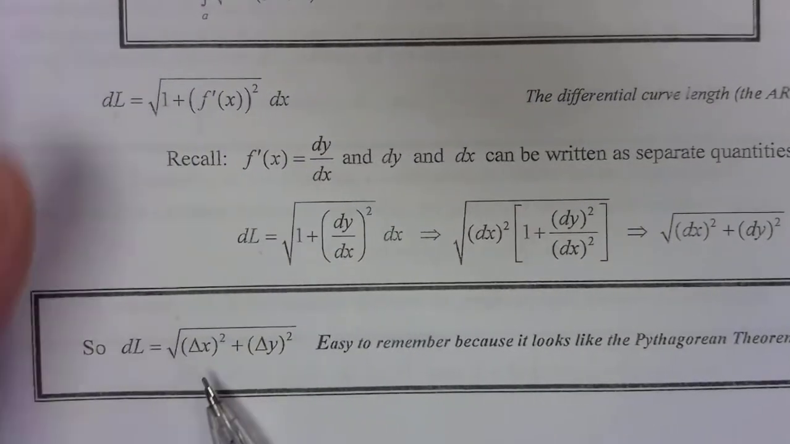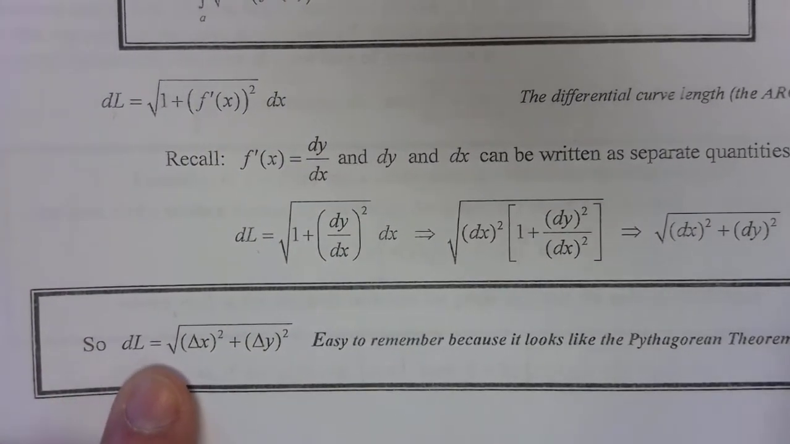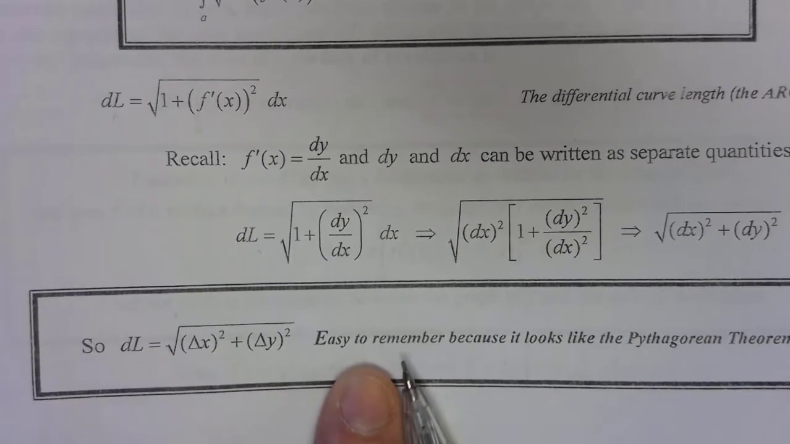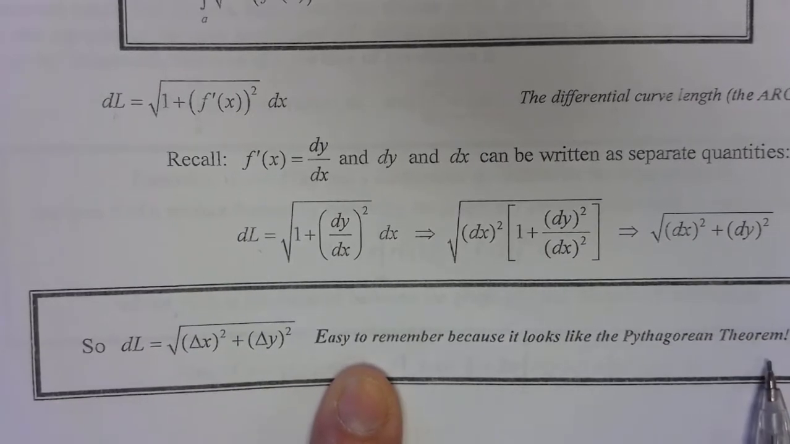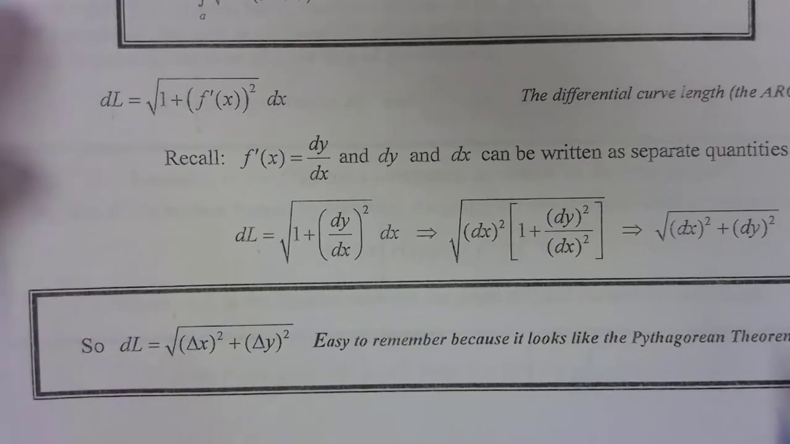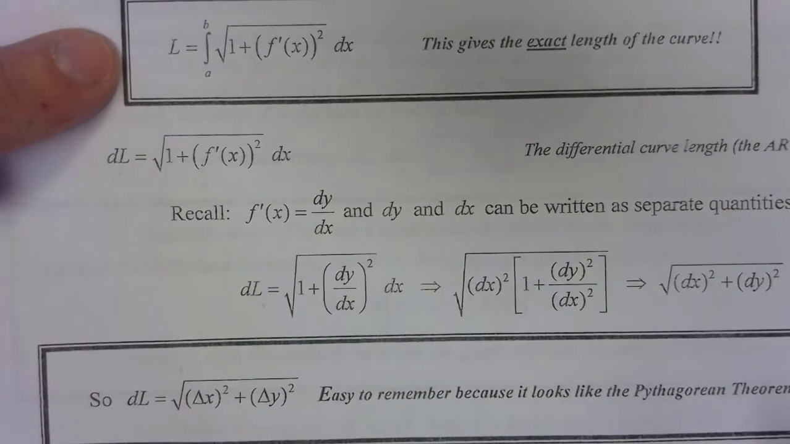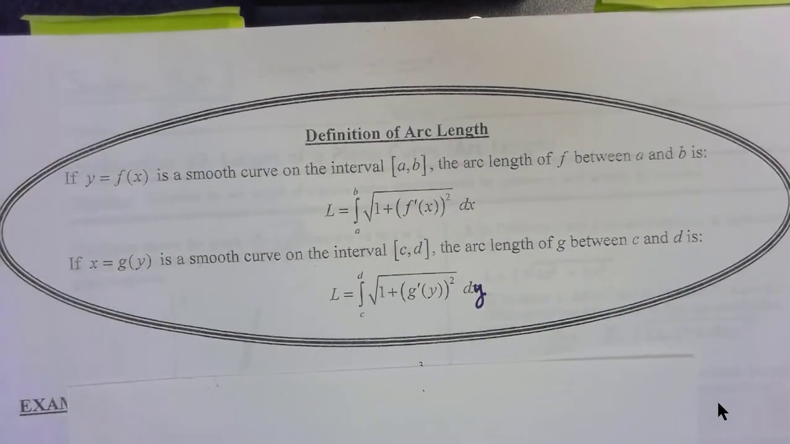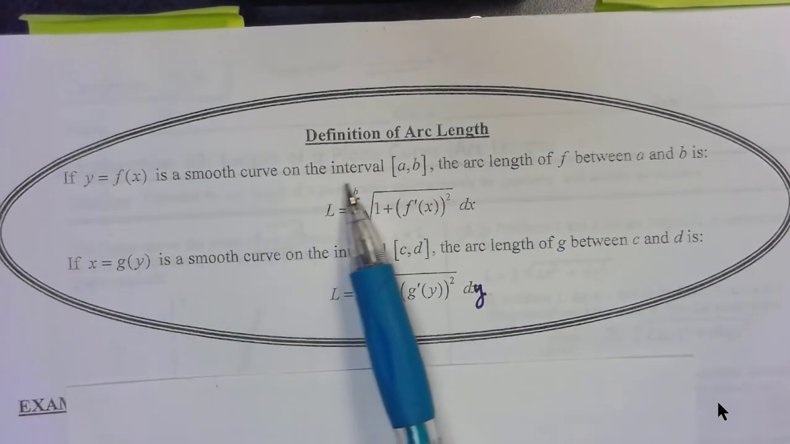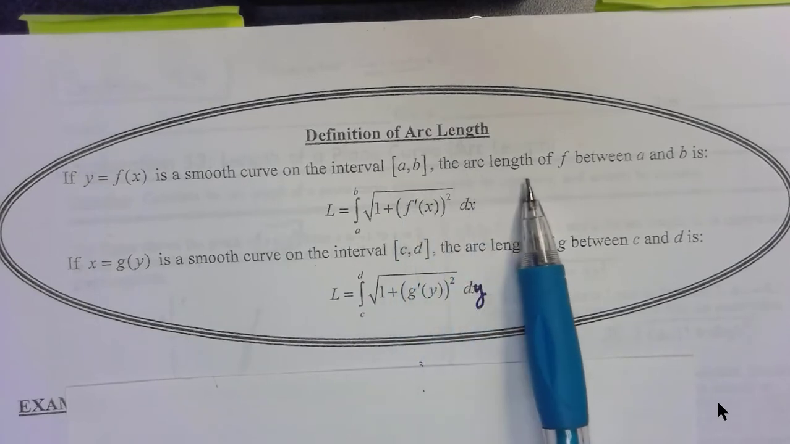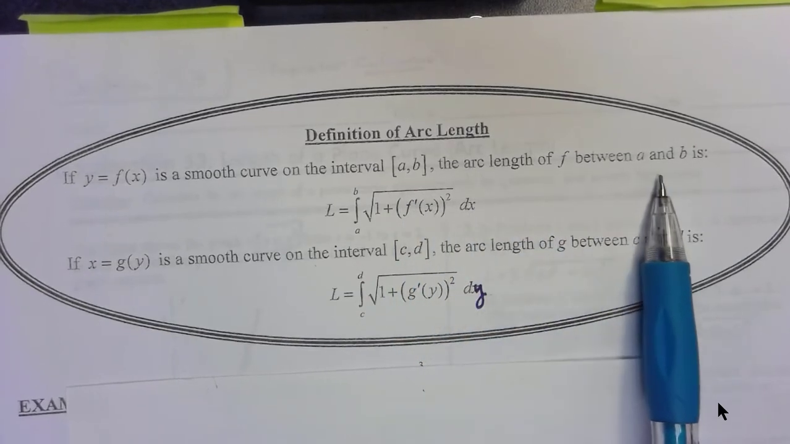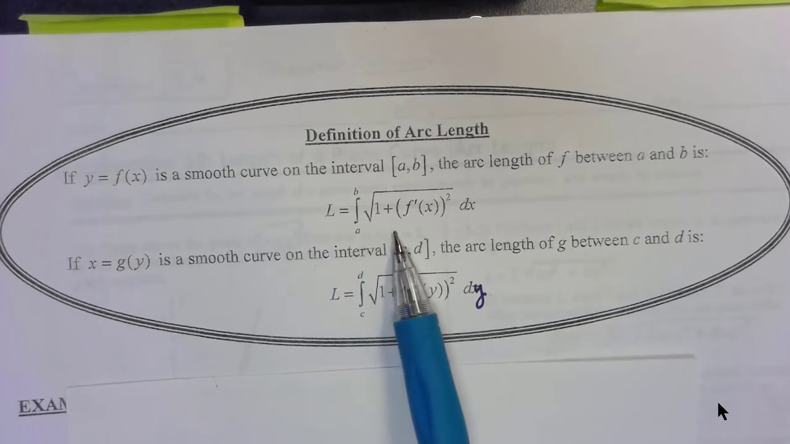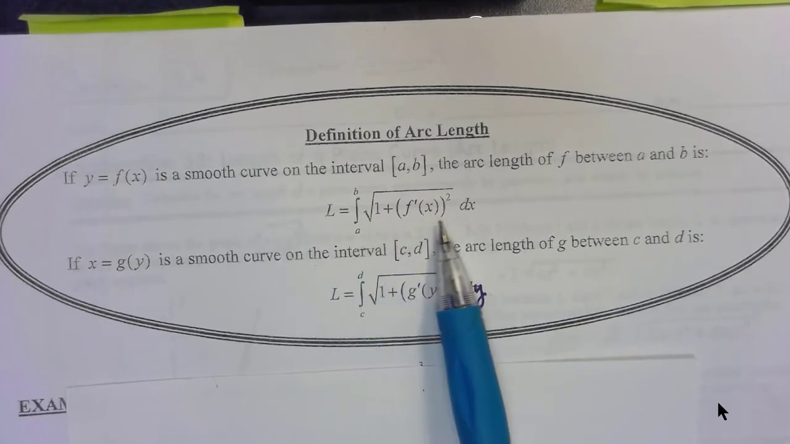So dl is the square root of delta x quantity squared plus delta y quantity squared. It's easy to remember because it looks like the Pythagorean theorem. You need to know this. Definition of arc length. If y equals f of x is a smooth curve on our interval a to b, then the arc length of f between a and b is L equals the integral from a to b of the square root of 1 plus f prime of x quantity squared dx.